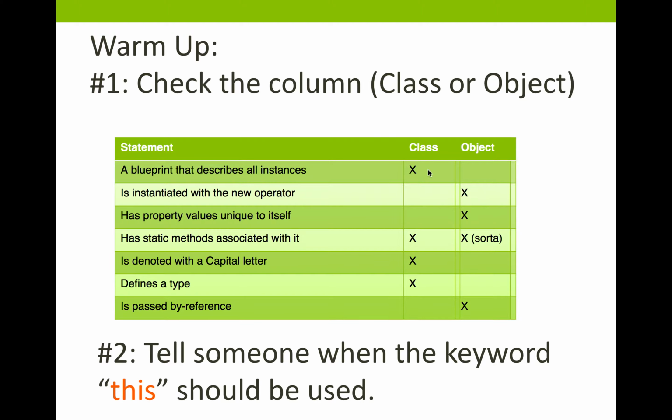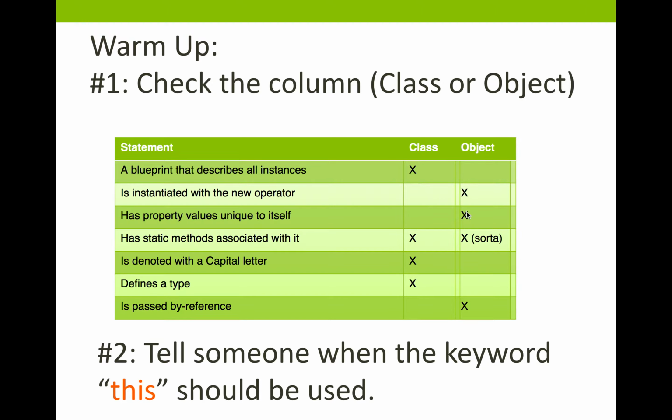All right, a blueprint that describes all instances. A class is essentially a blueprint. That's what it does, it is the blueprint for creating all objects. And when you instantiate a new object, that means creating it with a new operator. You're creating a new object. You're not creating a class.